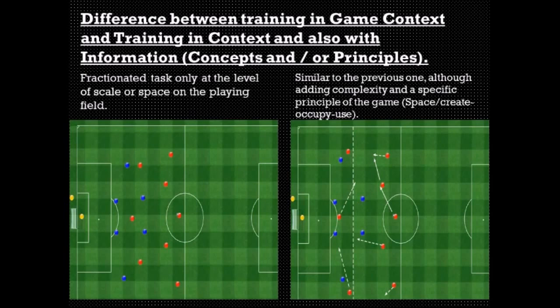While the one on the right, just by placing an intermittent line between the box and the middle of the pitch, where the midfielders cannot defend, I'm working here on creating, taking advantage of and occupying the space between the two central midfielders, the zone 14. Just by placing a line, I changed one exercise, where on the left I'm just training in context, which is fine. There's nothing wrong with this, right?